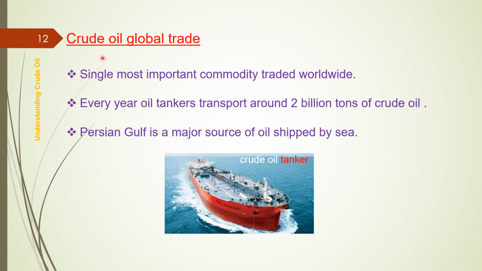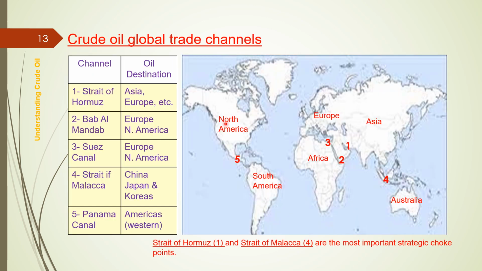Global oil trade: oil is the single most important commodity traded worldwide. Every year, oil tankers transport about 2 billion tons of crude oil. The Persian Gulf is a major source of oil shipped by sea. Crude oil global trade channels. All crude oil tankers and other ships must pass through one or more channels to reach their destinations around the world. There are five important channels.